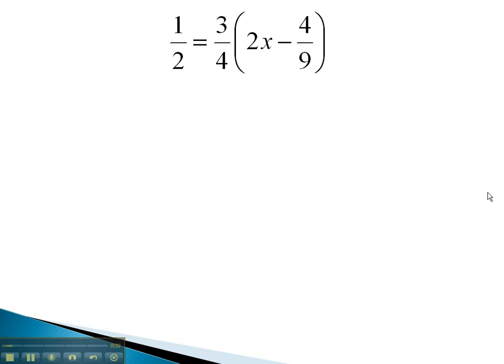So, for example, if I had a problem like this, before I clear the fractions with the LCD, I'm first going to distribute the 3/4 through the parentheses. That will give me 1/2 equals 3/4 times 2 is 6/4, which reduces to 3/2, x, minus 3/4 times 4/9 is 12/36, which reduces to 1/3.